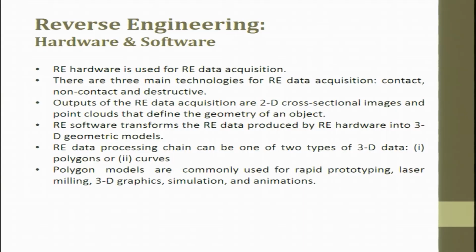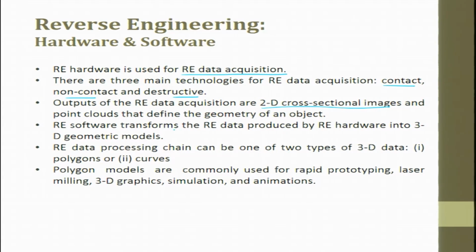So, reverse engineering hardware and software. When we talk about reverse engineering hardware and software, RE hardware is used for RE data acquisition. There are three major technologies for RE data acquisition. One is contact, another one is non-contact, and the third one is destructive. Generally, we do not prefer destructive because it is a costly episode. We damage or we lose a part. The output of the RE data acquired is a 2D cross-sectional image and a point cloud that defines the geometry of an object.